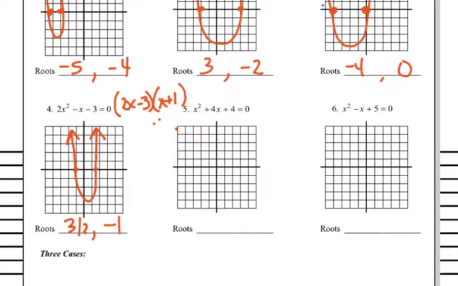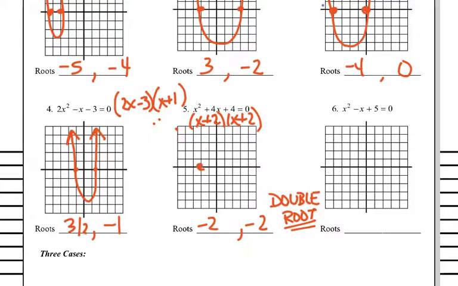Now this one's interesting because x squared plus 4x plus 4 is x plus 2, x plus 2. It has what we call a double root. You definitely need to write that twice, that double root. And that double root is going to do what we say, bounce. Double roots bounce off the x-axis. They just touch it at that one point and then go back up.